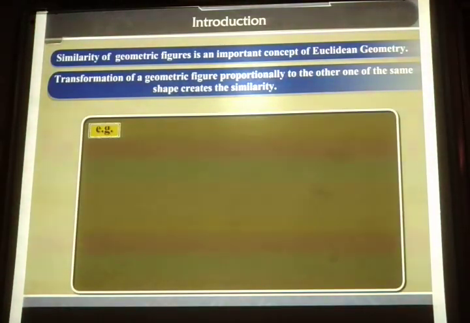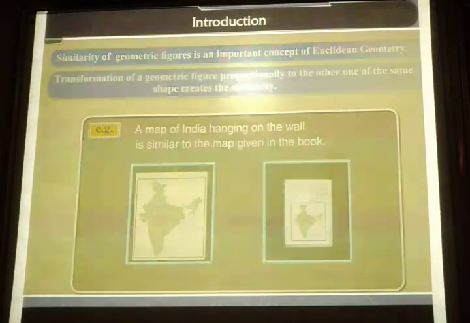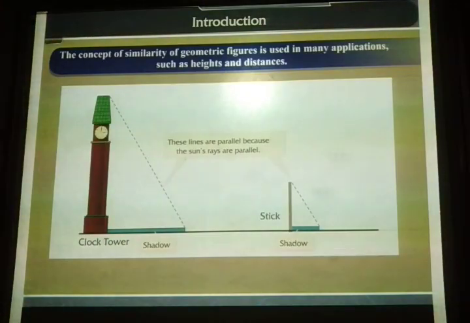For example, a map of India hanging on the wall is similar to the map given in the book. The concept of similarity of geometric figures is used in many applications. The heights and distances which cannot be found out by direct measurement are measured using the principle of similarity of figures.